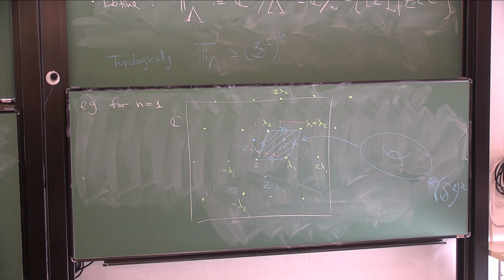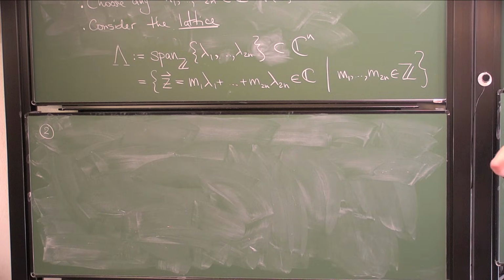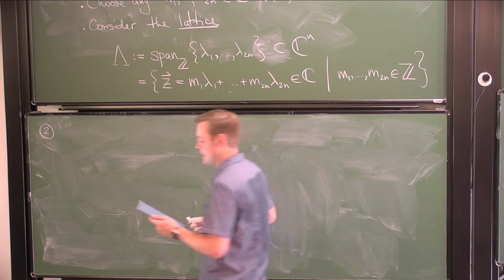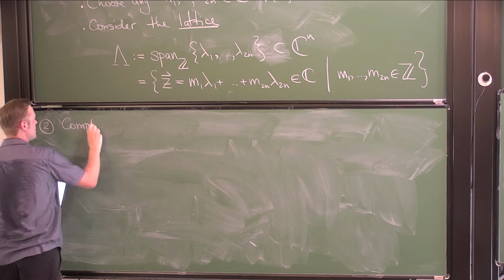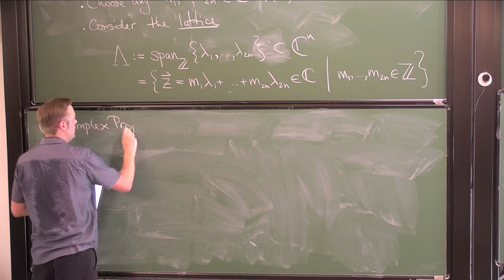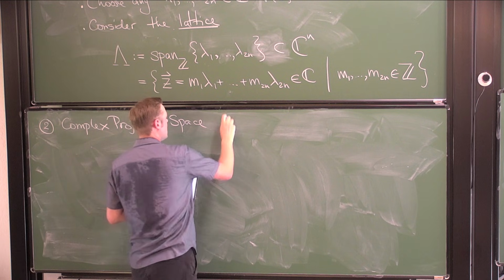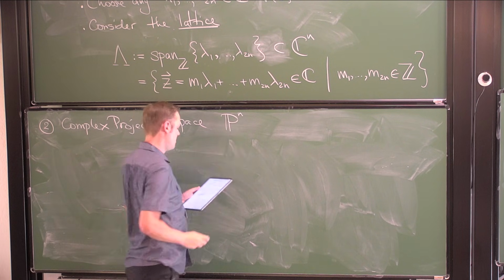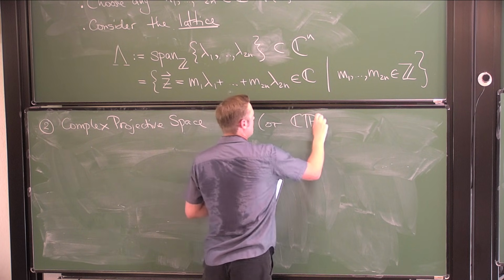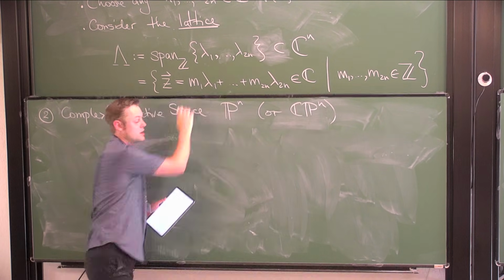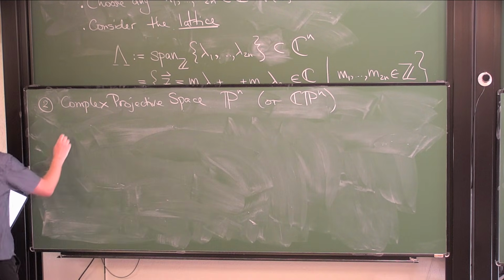All right. Next example, unless there are any more questions about this. Okay, next example, super important, is the complex projective space, which I always denote by P^n. You may be more inclined to write it as CP^n. Okay, so what is this?